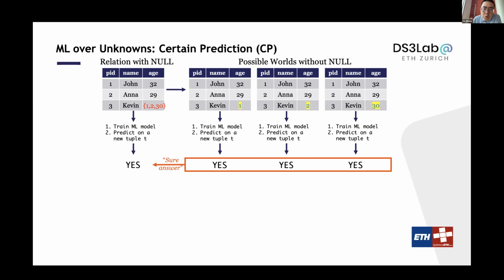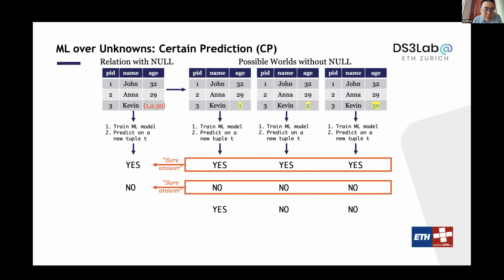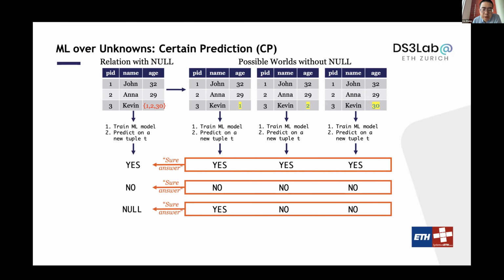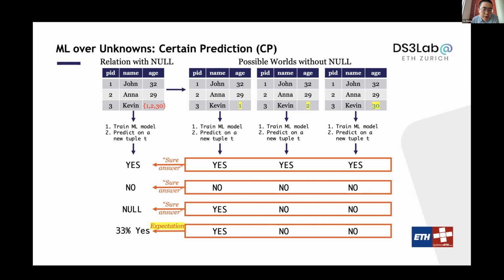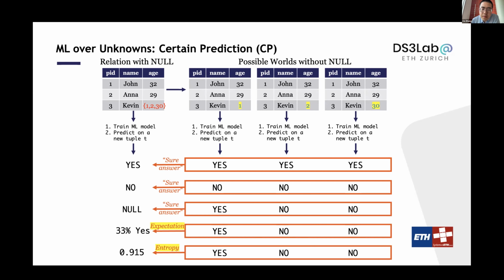No matter what noise you have inside your input, the machine learning model is always going to give you the same prediction. If all of them are no, you get no. If they disagree, you get no, right? So you can also aggregate them in a softer way. You can compute the expectation, you can compute the entropy.